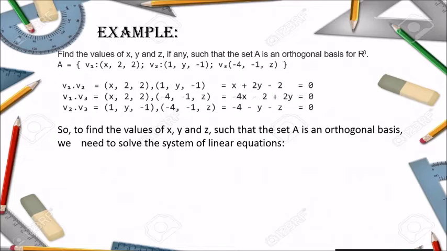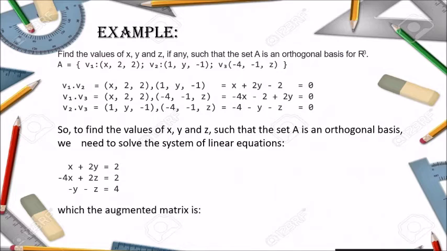So, to find the value of x, y, and z such that the set A is an orthogonal basis, we need to solve the system of linear equations. x plus 2y equal to 2, negative 4x plus 2z equal to 2, and negative y minus z equal to 4, which the system of linear equations will form the augmented matrix.